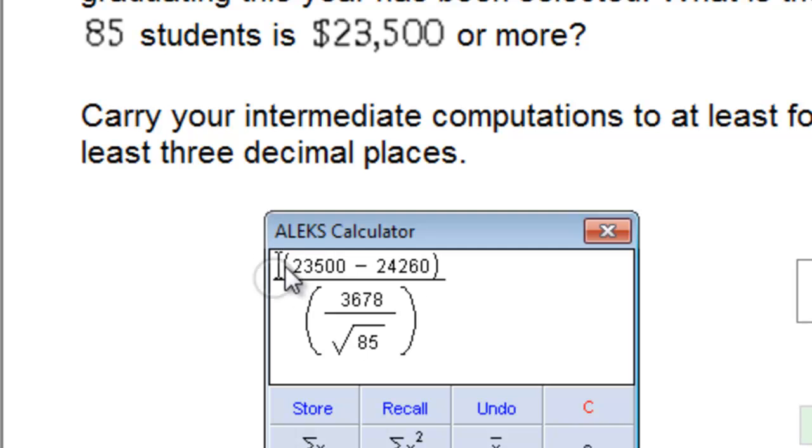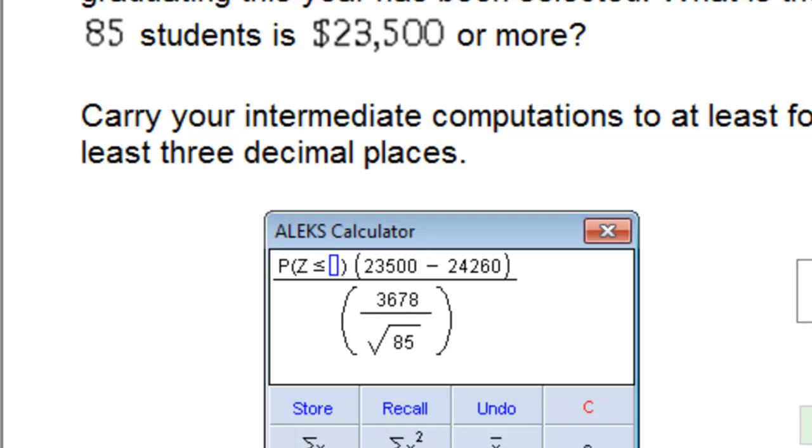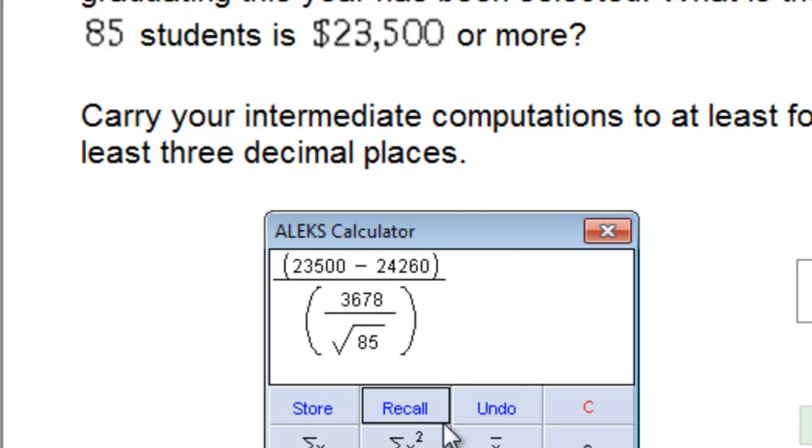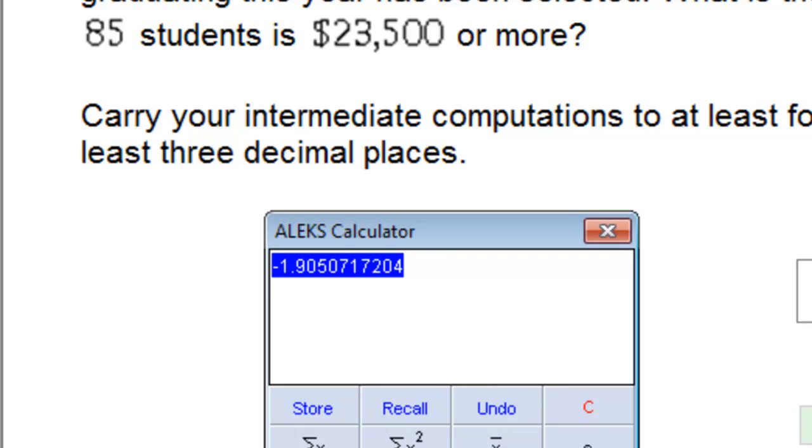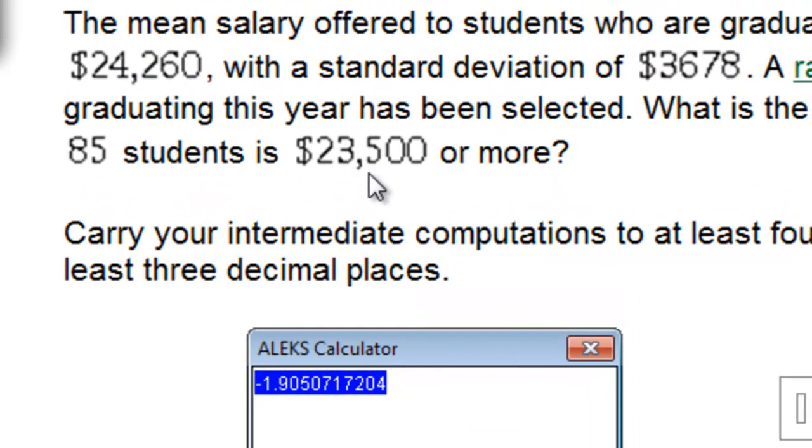So actually what I can do is, I wonder if it'll let me do this. No, it won't. So I'm going to have to wait till I get my answer. I should have done this before, but I'm going to get my z-score. Here it is. It's negative 1.9. Does that make sense? Yeah, because 23.5 is to the left of 24,260, and is significantly to the left when you consider the standard deviation is only like $3,500.